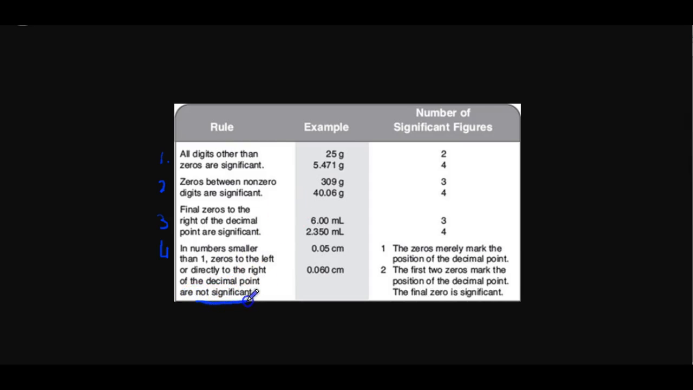Okay, so not significant. So if we were doing 0.05 centimeters, we only have 1 significant figure. We don't count these zeros beforehand. Okay, and the same here. So we don't count those 2 zeros here, but we count the 0 at the end. Okay, so the zeros merely mark the position of the decimal point. And here the first 2 zeros mark the position of the decimal point, but the final 0 is significant.